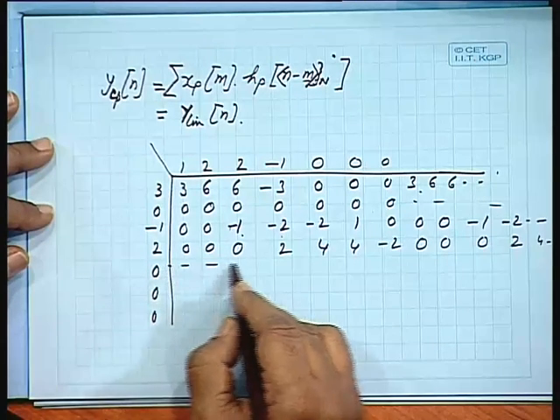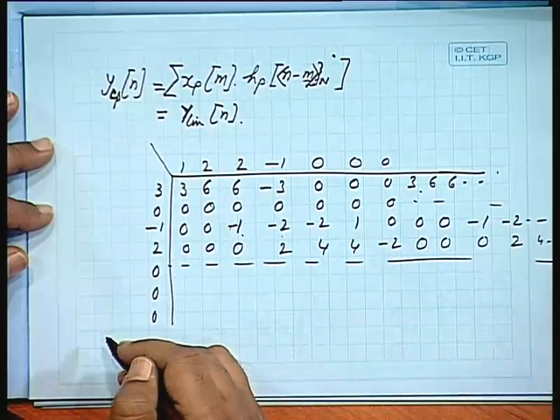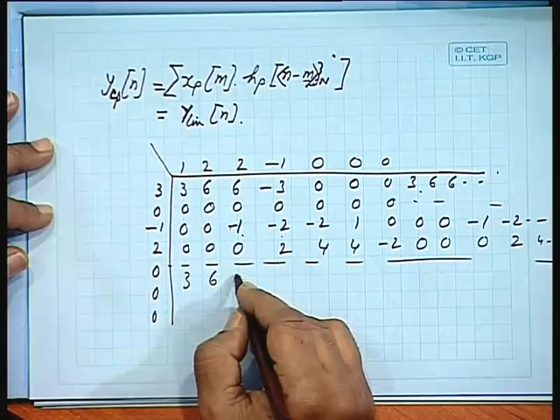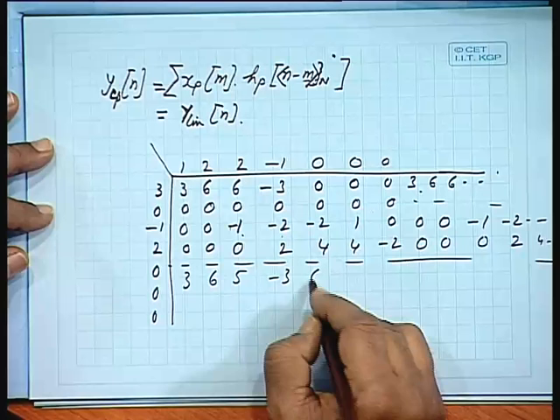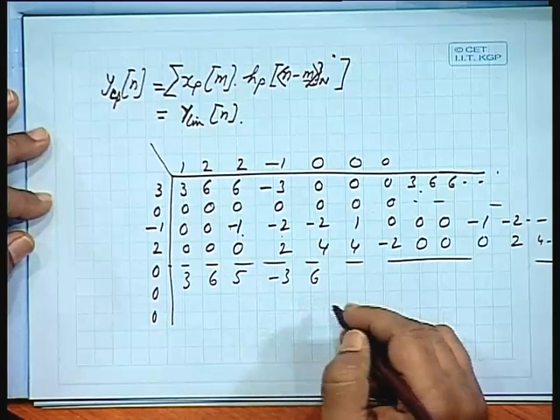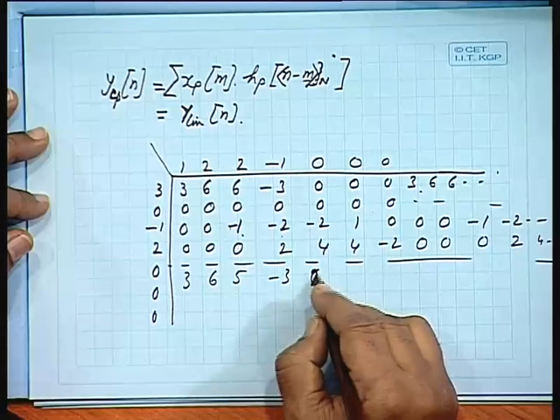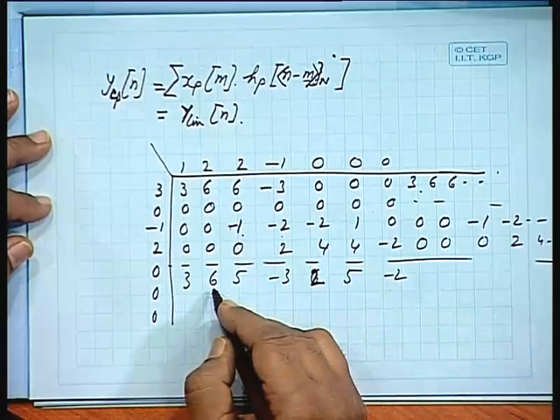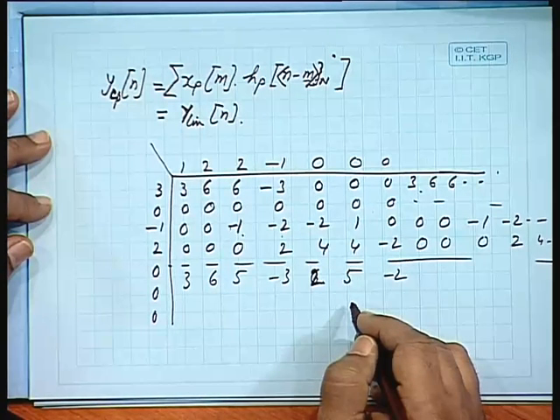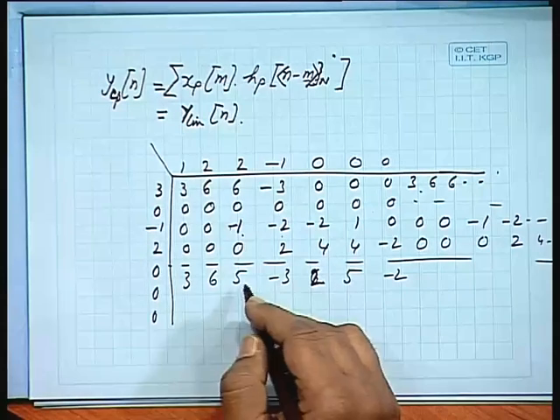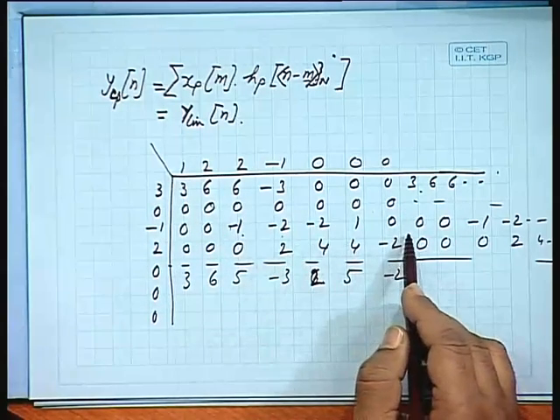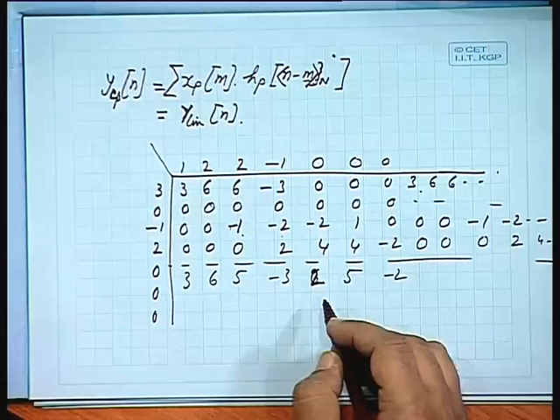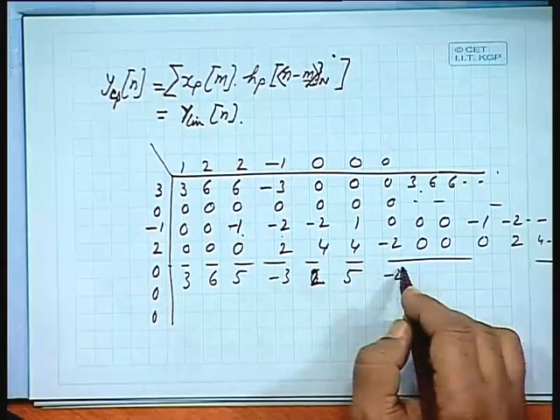Now, if you add up, what do you get? You will get a 7-point sequence, 3, 6, 5, minus 3, 6. Check whether you get 2, 2, 5, minus 2, then 0, 3, 6, 5, 3, minus 2, minus 3. Did I make a slip anywhere? 3, 6, 6, just check up, no, appears to be all right. Anyway, if you keep on doing that, you will get the sequence.